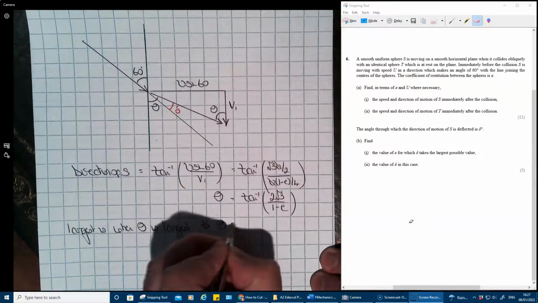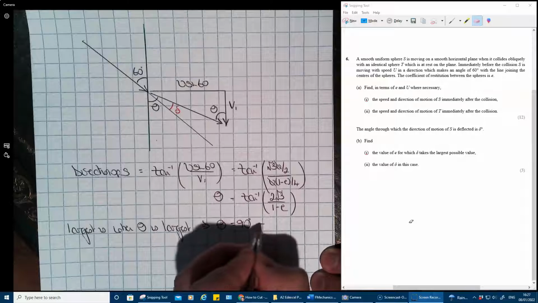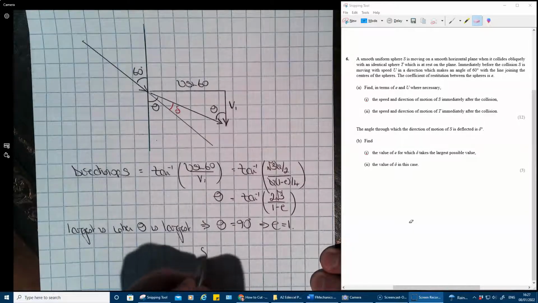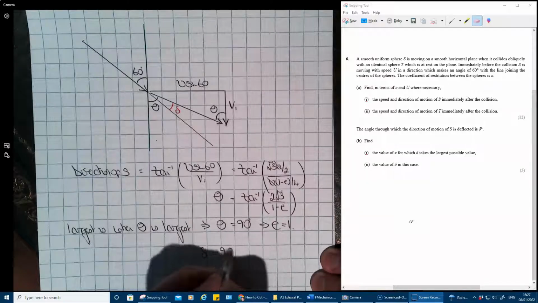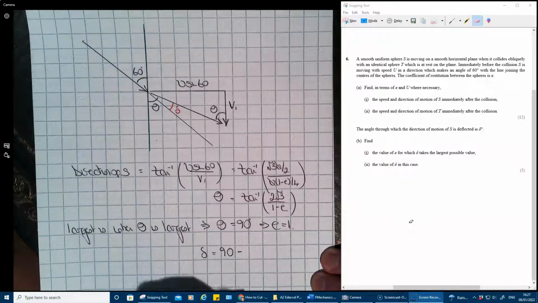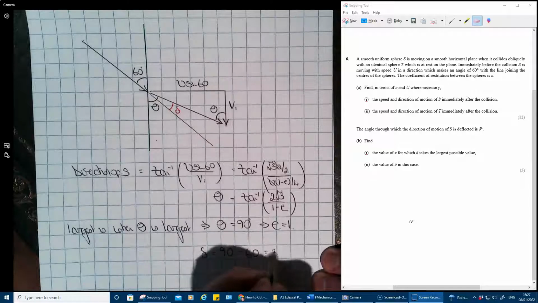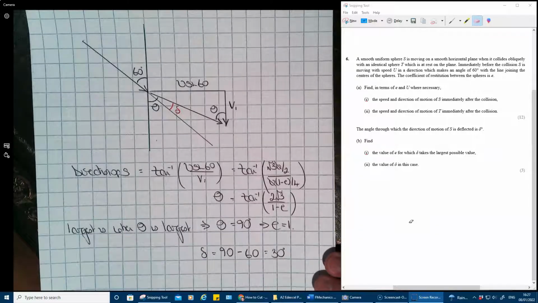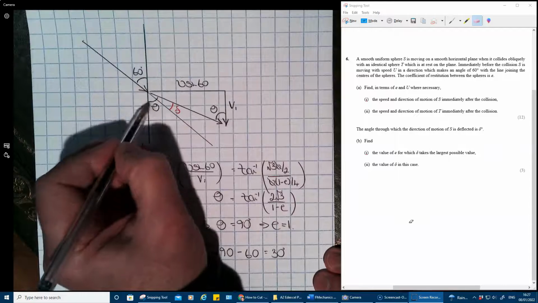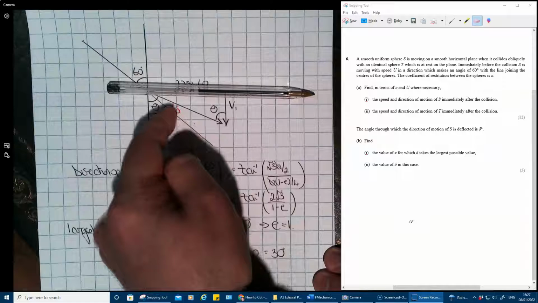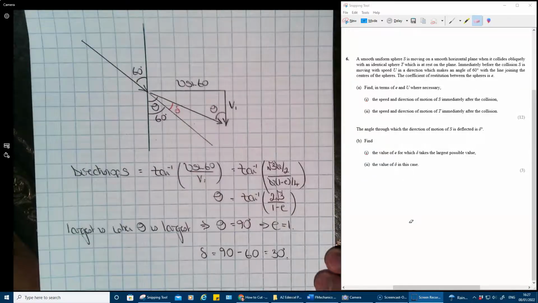So we want theta to be 90 degrees. For theta to be 90 degrees, that implies e equals 1. And then finally delta will be 90 degrees take away the 60 degrees we had previously. So it's a 30-degree deflection. Okay, because we know this is 60, this bit here. If the whole angle is 90, 60 plus the 30 will make the 90-degree angle we've got. A bit tricky that bit, I think.